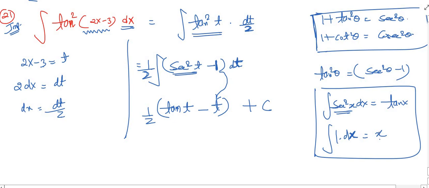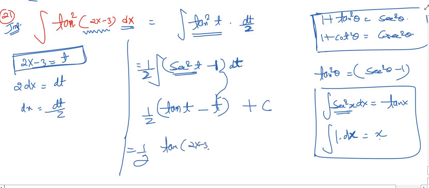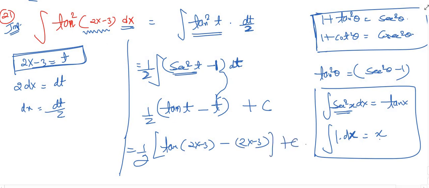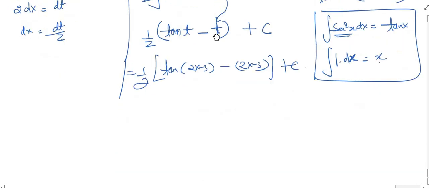Fine. So this is my answer. But wait, what was t? T is this. So put it back. 1/2 tan of 2x minus 3 minus 2x minus 3 plus c. This is my answer. Let's do next question.